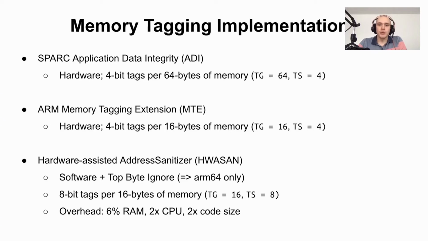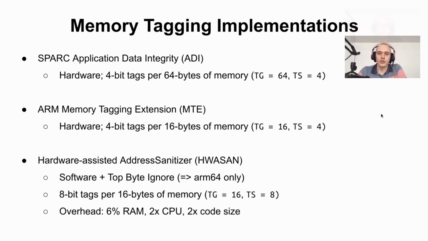There are a few memory tagging implementations that either exist or are in development right now. The first one is the SPARC ADI. I'm not going to be discussing this one, but it actually exists in some SPARC CPUs. It's implemented in hardware, and they use 4-bit tags and memory granules of 64 bytes.